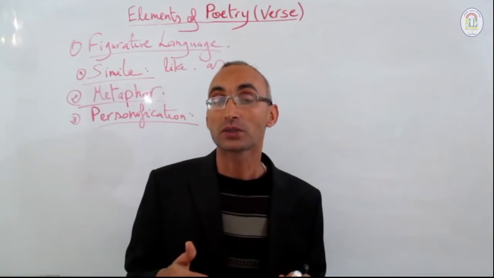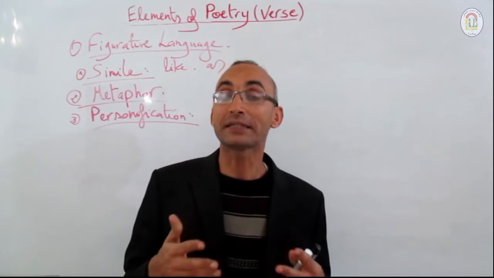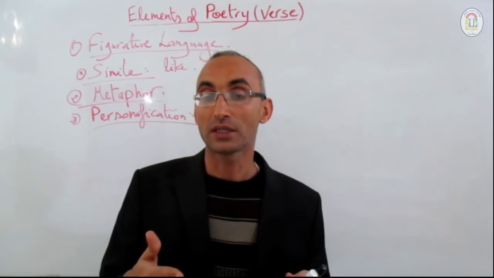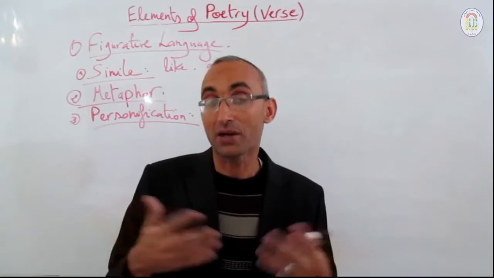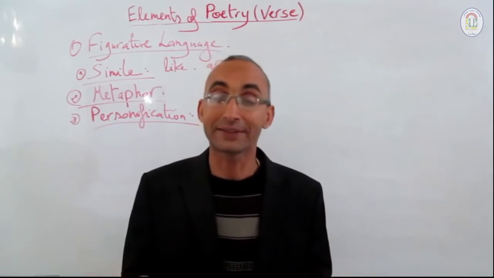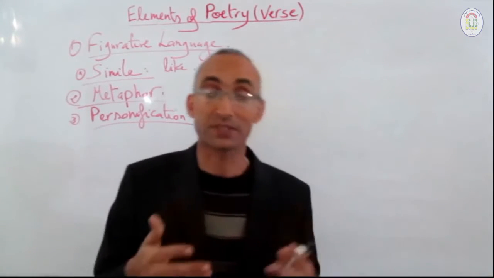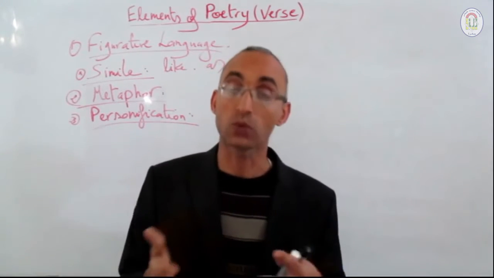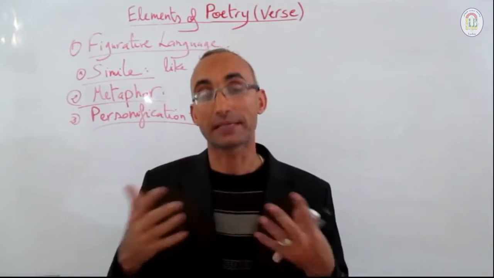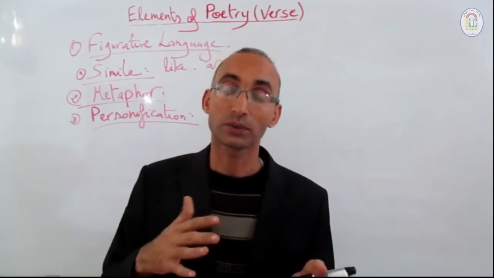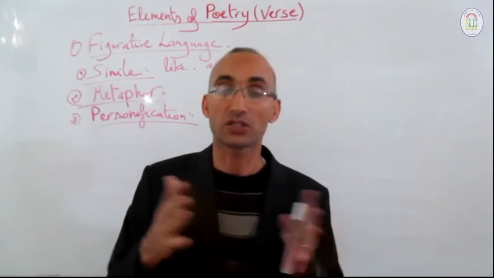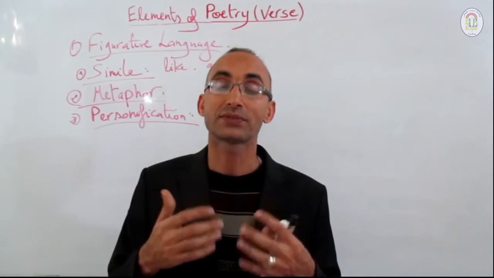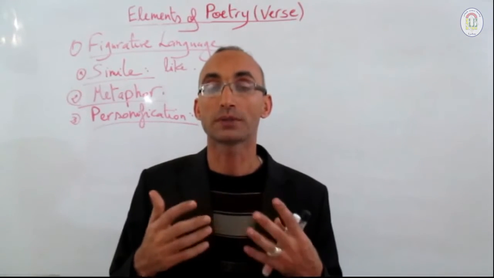Or for example, we say the earth grows its green, or wears its green dress. Here he resembles the earth to a woman who wears a green dress. So here is what we call personification. He renders the earth as if it were a woman, or a person.